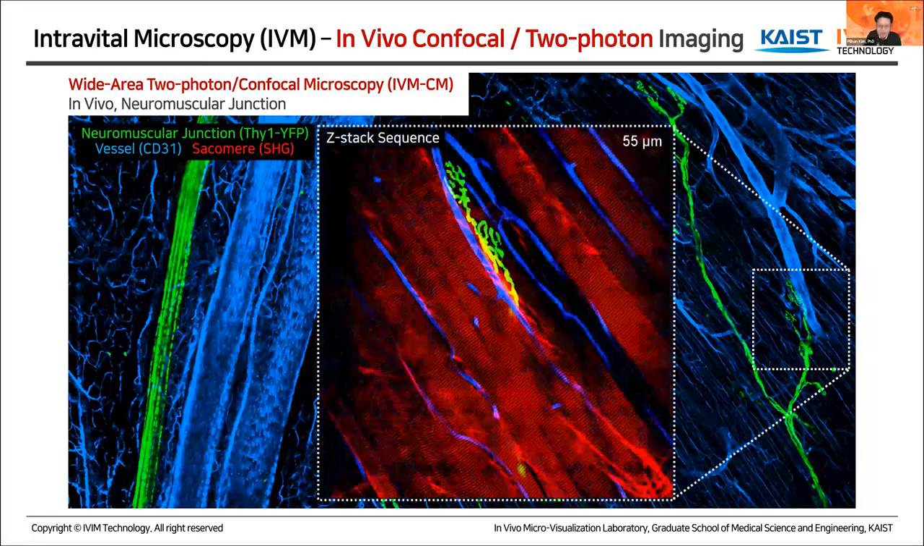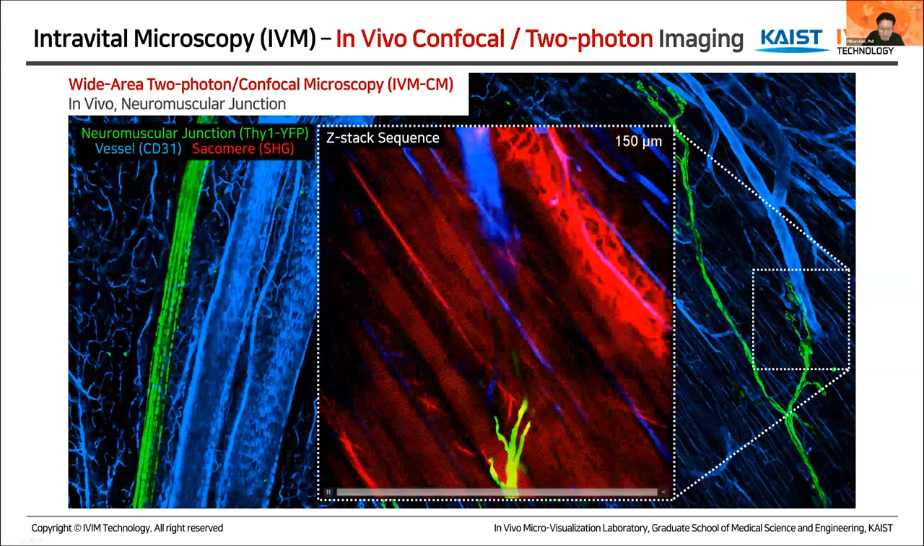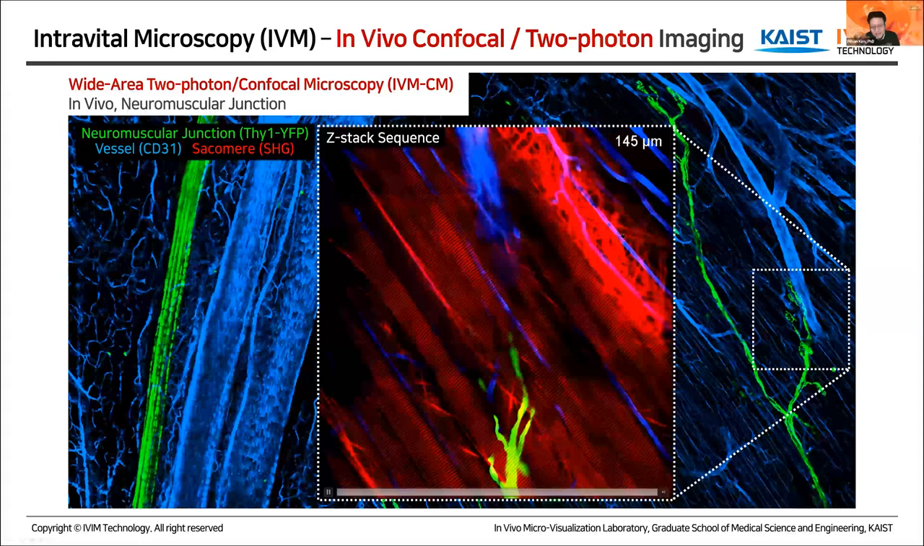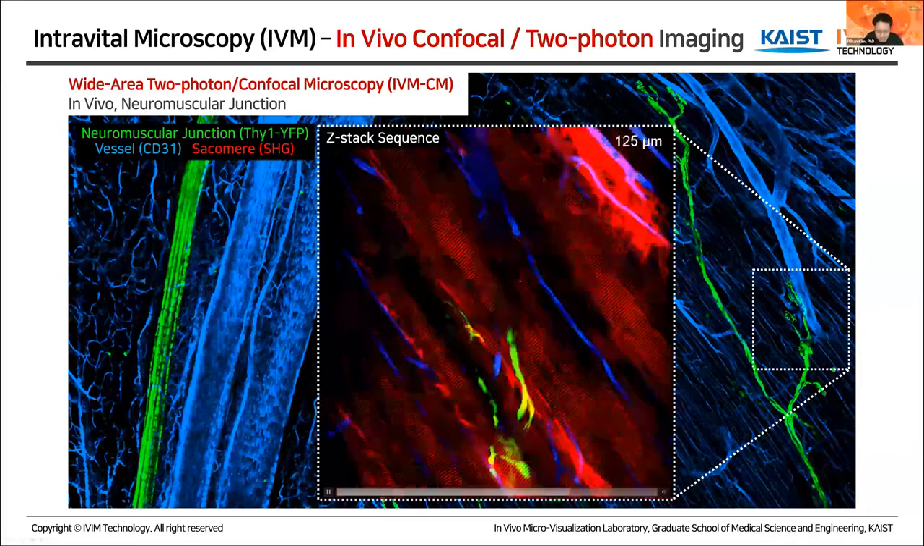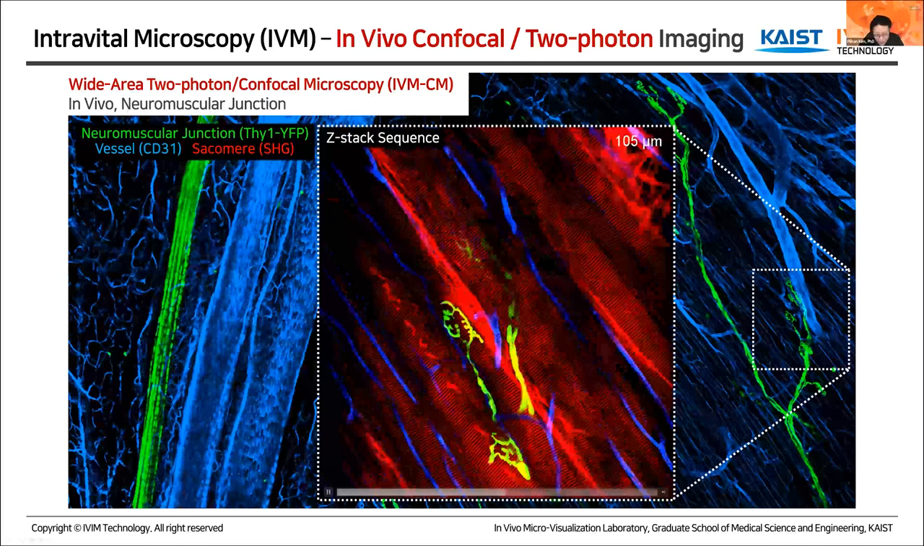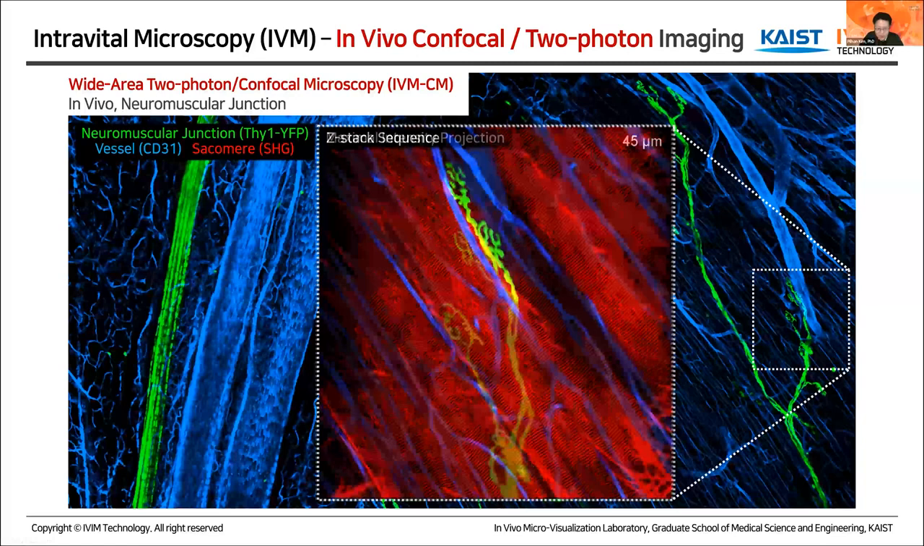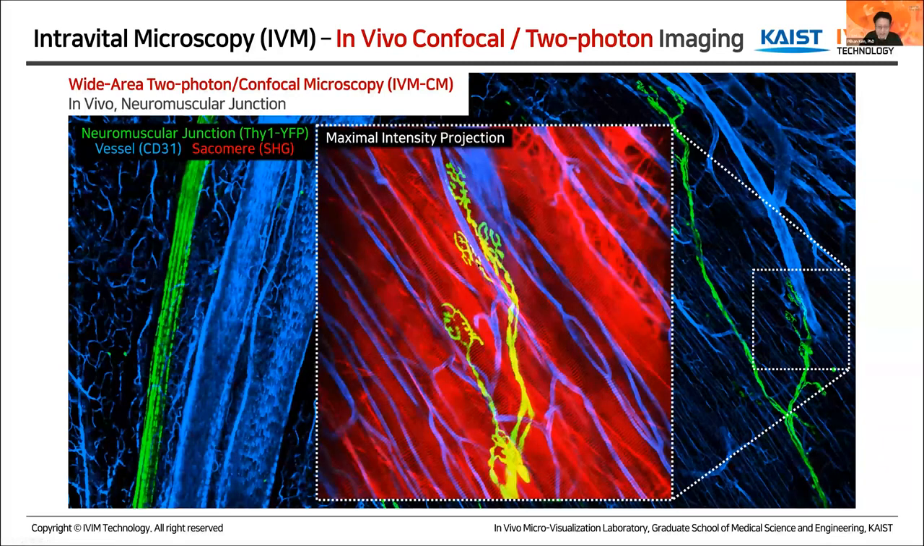And this is the 3D data with a 5 micrometer step size. In red, this is the sarcomere, and also collagen in the fascia of the muscle. In green, this is the peripheral nerve, actually the neuromuscular junctions. This is the maximum intensity projection image. We can clearly see the blood vessel in blue in confocal imaging mode, and also this green neuromuscular junction. Then we can switch to two-photon imaging mode and take the second harmonic generation signal in two-photon imaging mode.